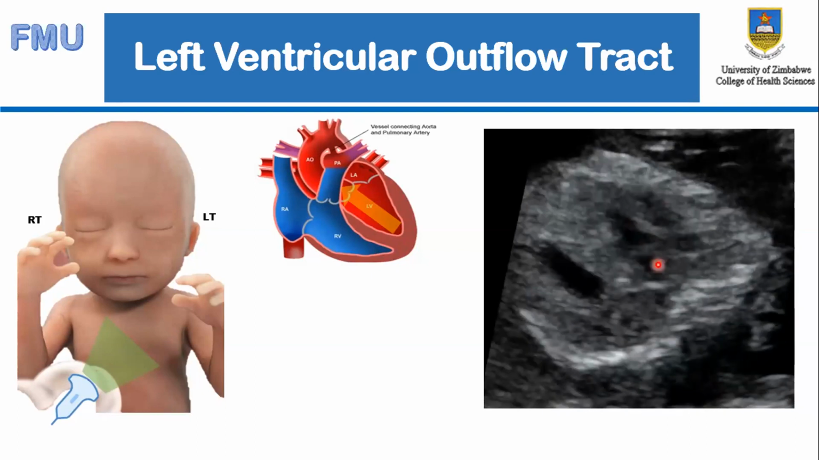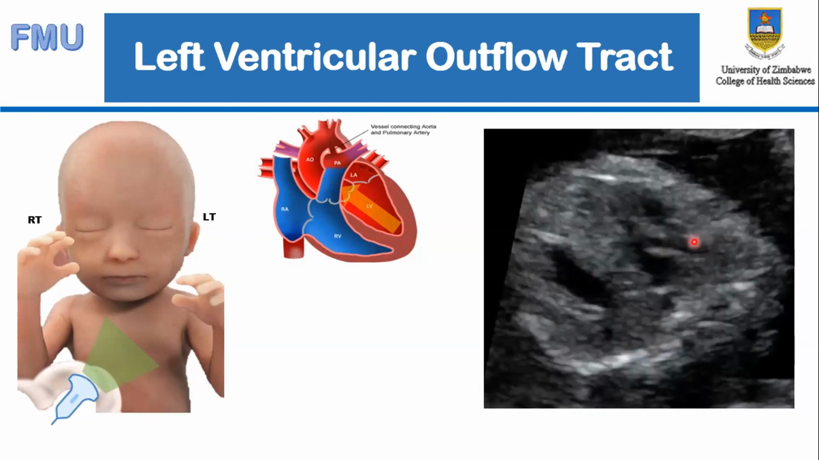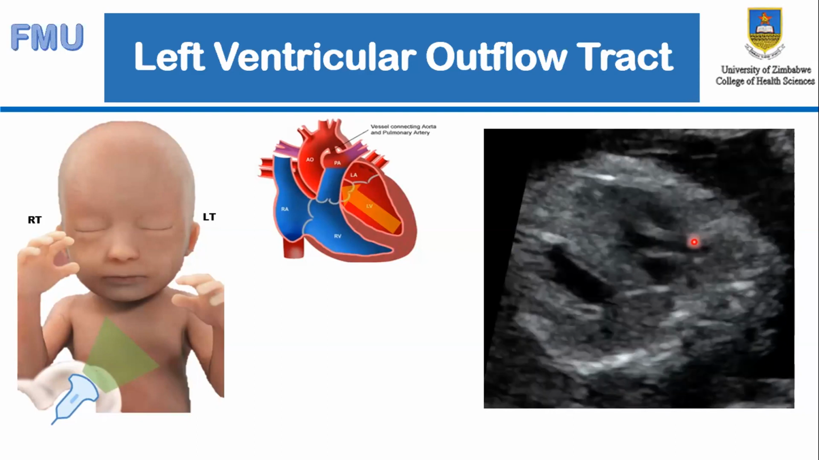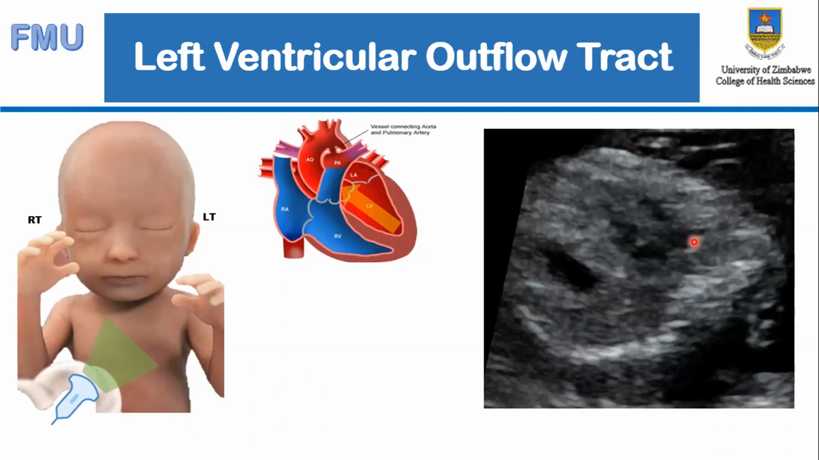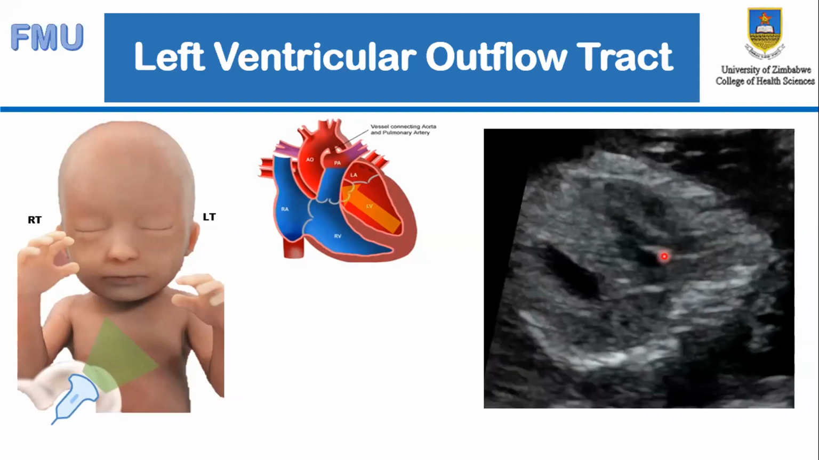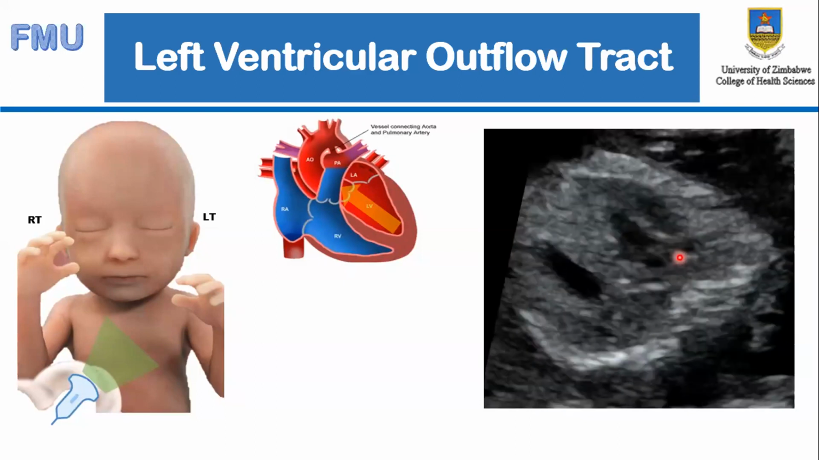We want to assess the anterior wall of the aorta, which should be continuous with the ventricular septum, and the posterior wall of the aorta should be continuous with the mitral valve, and the valves should be freely moving.